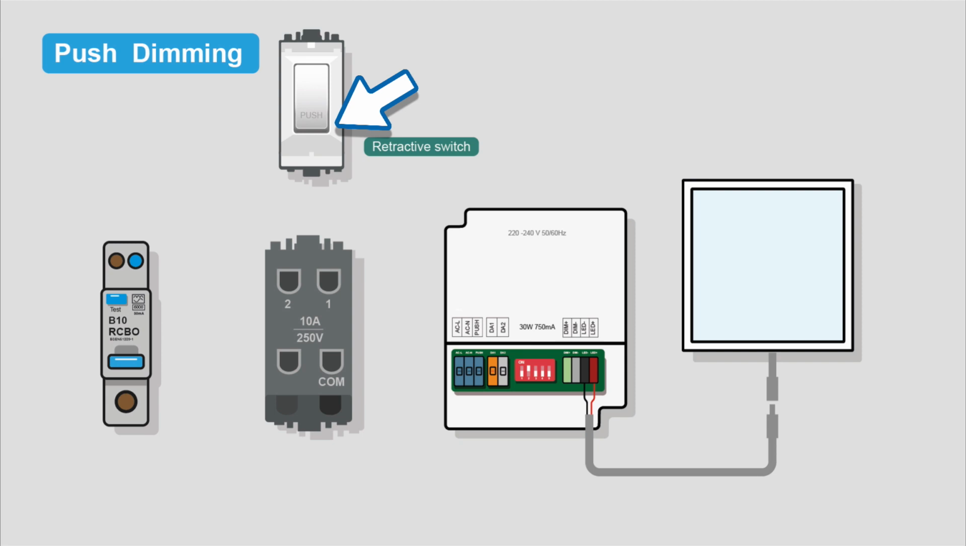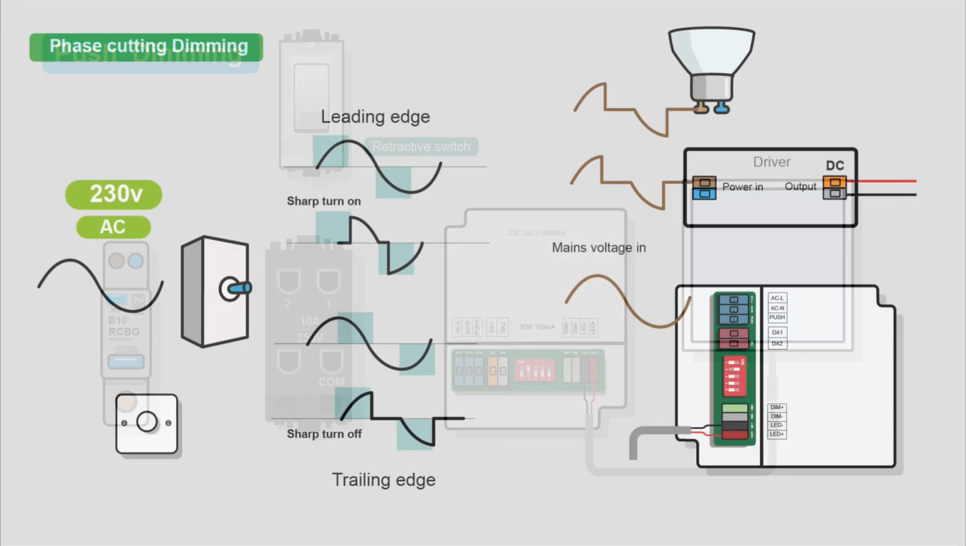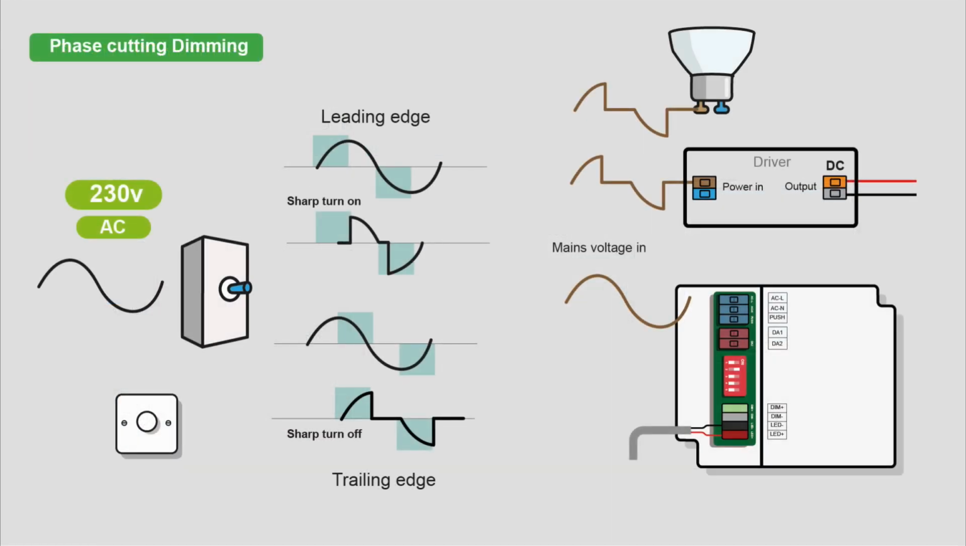Push dimming is basically just a switch. There's no electronics like you might have in a dimmer. So we're not doing any phase cutting here. We're not changing the waveform of the AC current coming in. We're just sending a 230 volt pulse. And then the driver deals with the dimming, steps it up or down.